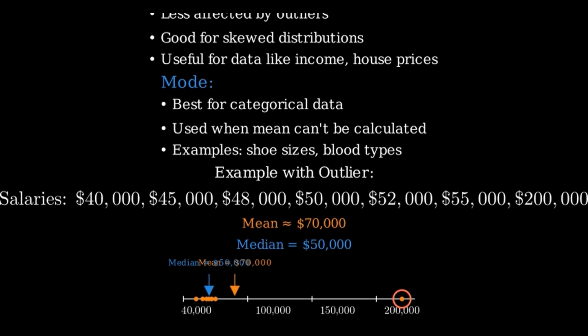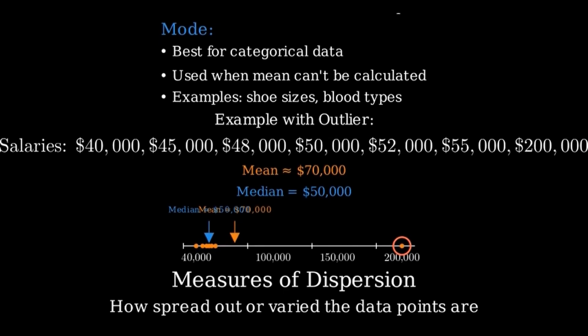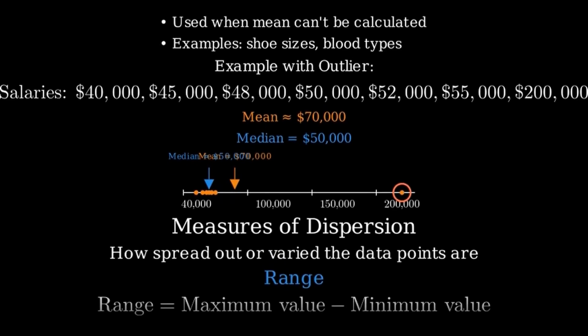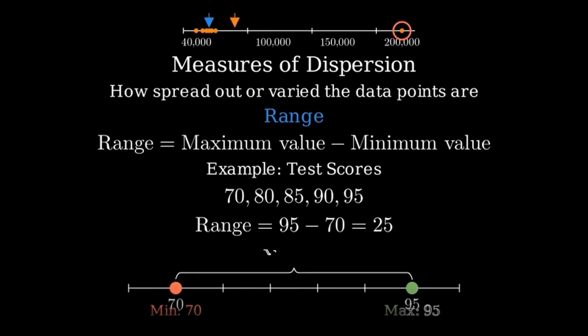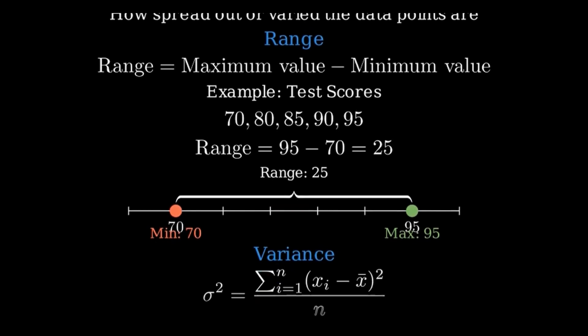The simplest measure of dispersion is the range, which is just the difference between the maximum and minimum values in our dataset. For our test scores example of 70, 80, 85, 90, and 95, the range would be 95 minus 70, which equals 25. A more sophisticated measure is the variance. To calculate variance, we take each value, subtract the mean, square that difference, then find the average of all those squared differences. The standard deviation is simply the square root of the variance, and it's often preferred because it's in the same units as our original data.